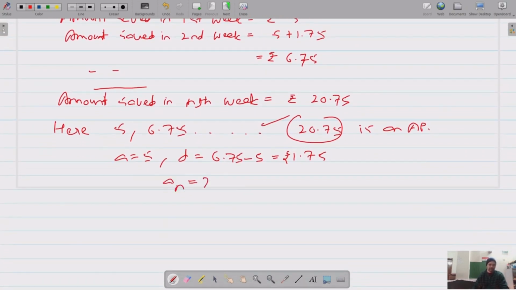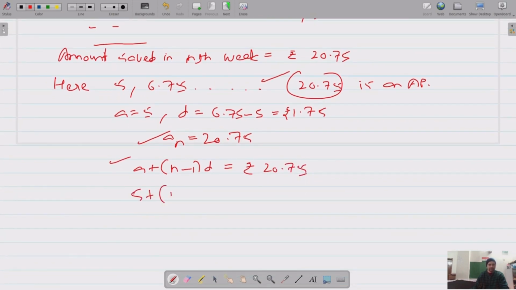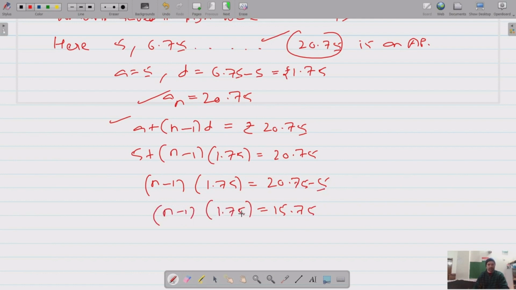So let's say this is our nth term, 20.75. And we know that the nth term is a plus n minus 1 into d, which gives us the option to put in the values. So it's 5 plus n minus 1 into d, which is 1.75, so it's n minus 1 into 1.75. I will not open up the bracket. I will just move 5 to the other side. So this is 15.75 and n minus 1 into 1.75.